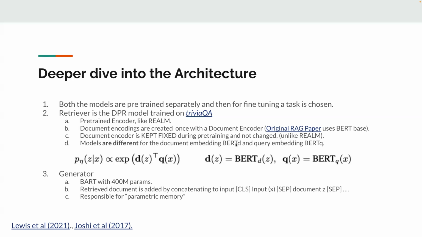Now the models are different. So you have BERT-D and you have BERT-Q, the document embedder and the query embedder. And both those models, again, are used in a dot product sense to contribute to your probability distribution. Exactly similar fundamentals to what we discussed in Realm, nothing new here.